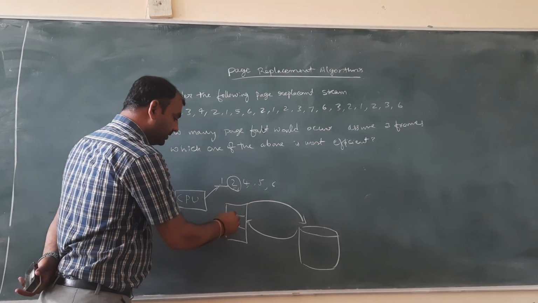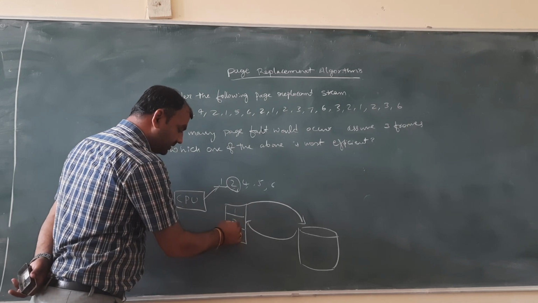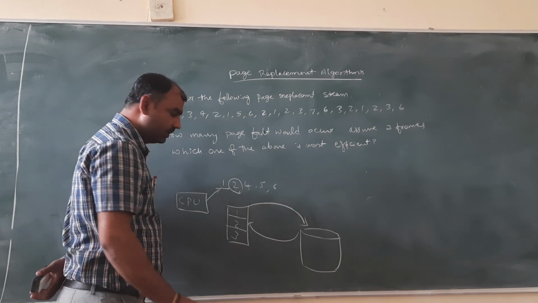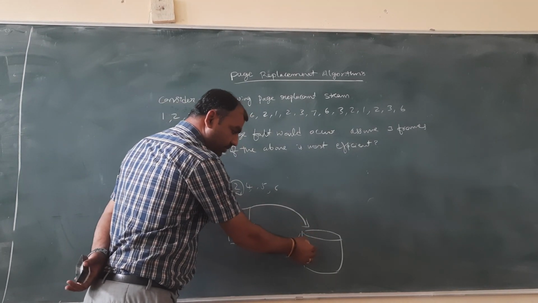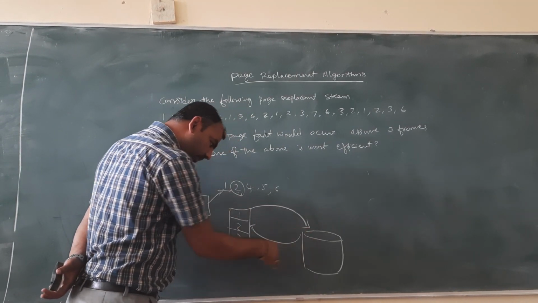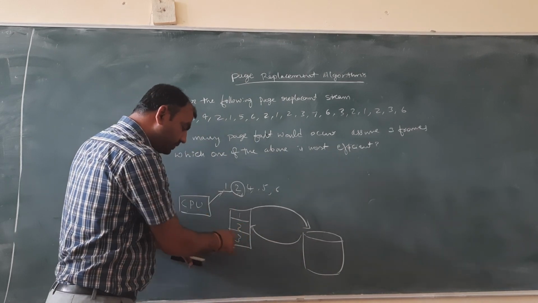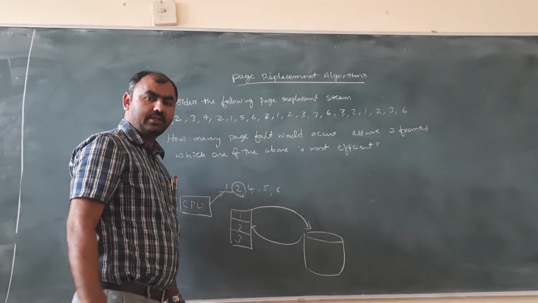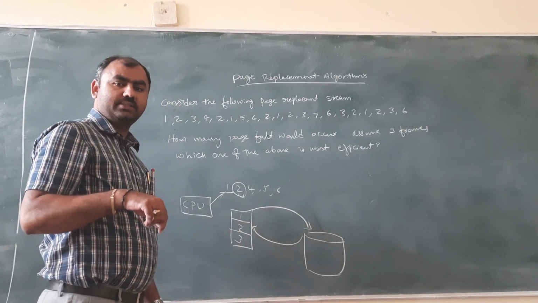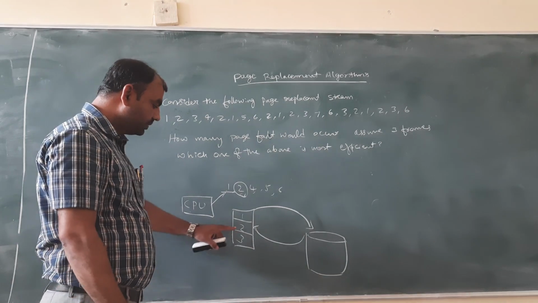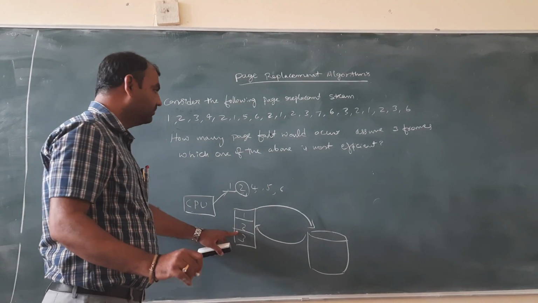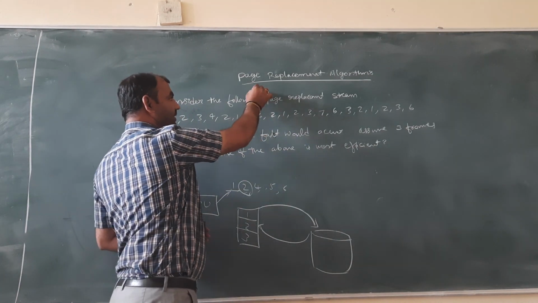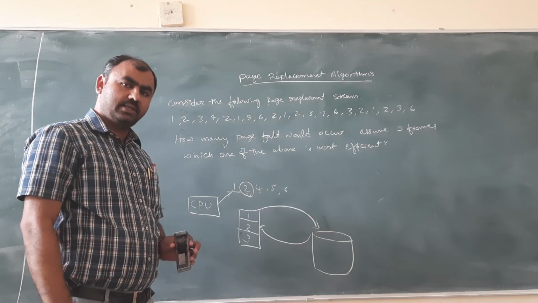Suppose pages 1, 2, 3 are loaded here, and it wants page 4. Then it will search the secondary storage for page 4, bring that page, replace one of these 3, and put that page here. Then the question comes: which one to replace? For that answer, different algorithms are there. Those algorithms are page replacement algorithms.